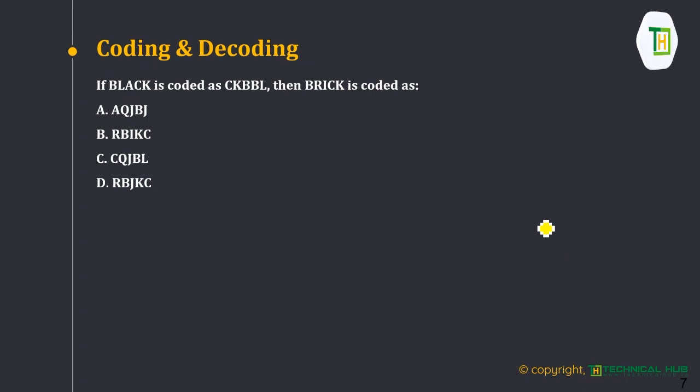Similar meaning, coding and decoding and analogy. So analogy means find the logic between first two, apply the same logic to third one to get fourth one. So coding and decoding means find the logic between given the word and coded word. Apply the logic to given the word.